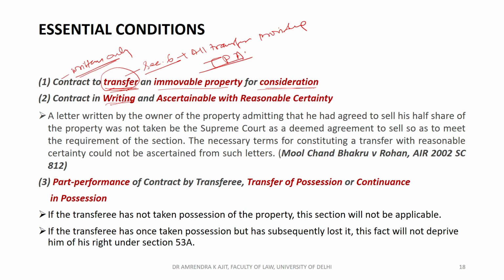An example has been given here: a letter written by an owner of the property admitting that he had agreed to sell his half share of the property was not taken by the Supreme Court as a deemed agreement to sell so as to meet the requirement of this section. That means, if he is selling half of the property, it cannot be said to be ascertainable with reasonable certainty. The necessary terms for constituting a transfer with reasonable certainty could not be ascertained from such letters. So, the wording of this agreement is very important.